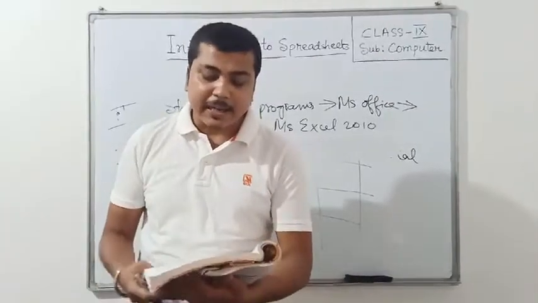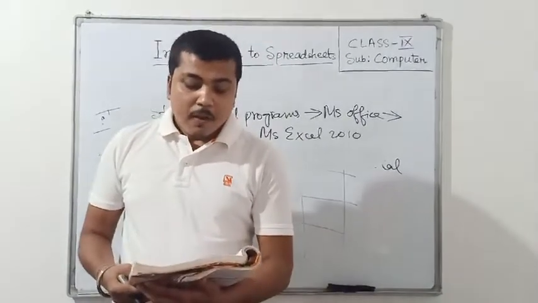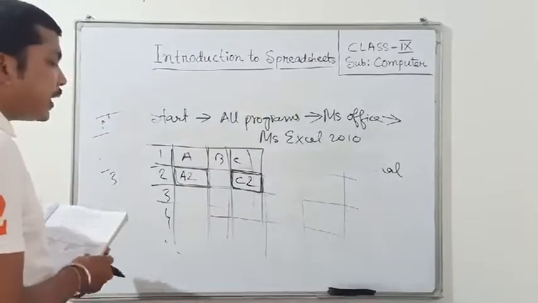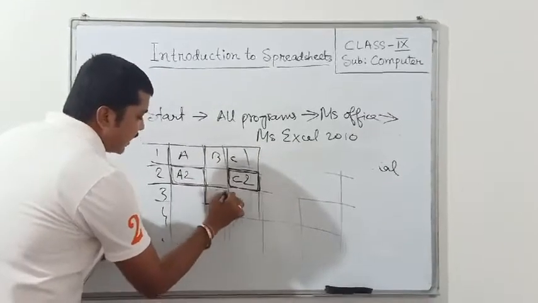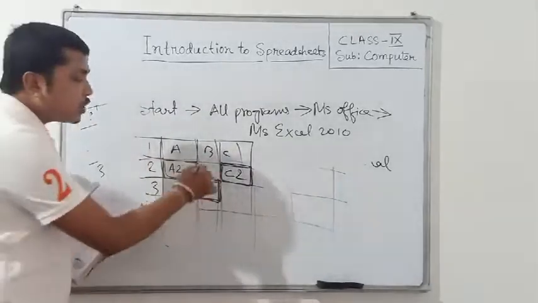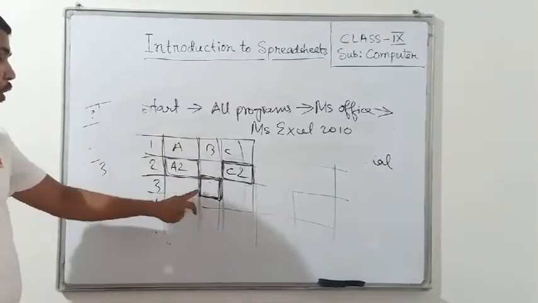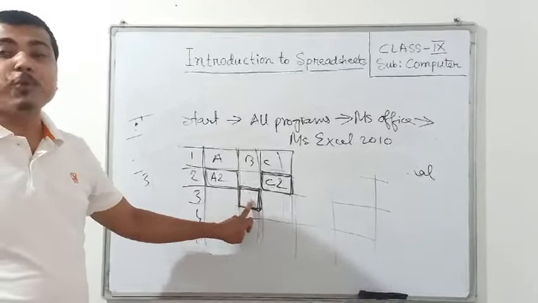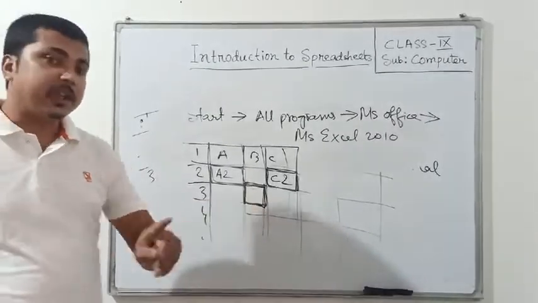Next, cell pointer. A cell pointer is a highlighted cell boundary that specifies which cell is active at that moment. Suppose I click the mouse on this cell, this box will get highlighted. Others will remain normal, but this box will get highlighted. As soon as I click on this box and it gets highlighted, this particular box is called the cell pointer, or we can call it the active cell.